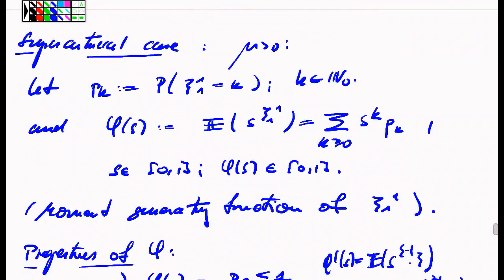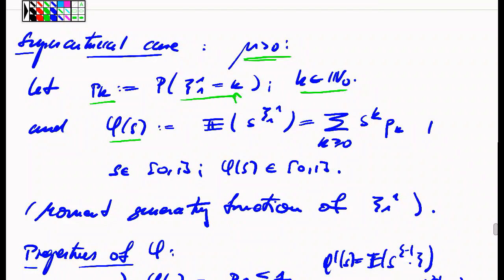We now want to treat the supercritical case, which in a way is the most interesting one, and this we will treat without martingale methods, but using the argument of generating functions. So consider the supercritical case, and let pk be the probability that one individual has exactly k children. That's just a way to describe it. In fact, pk is just the law of this offspring random variable. Xi 1 is also called the offspring random variable.